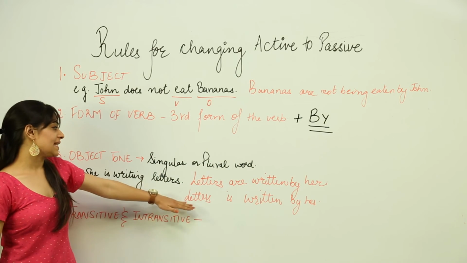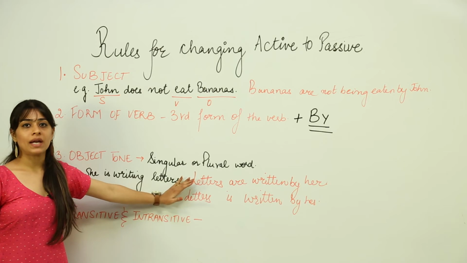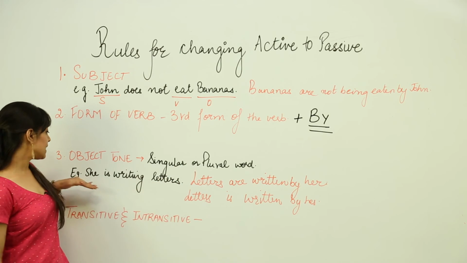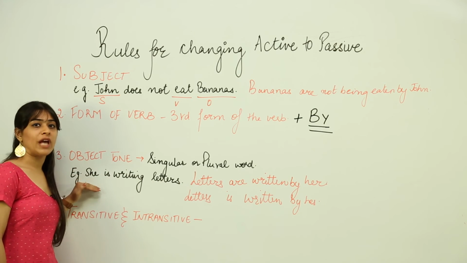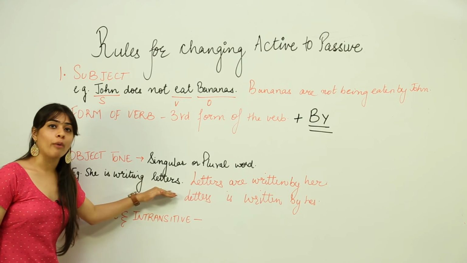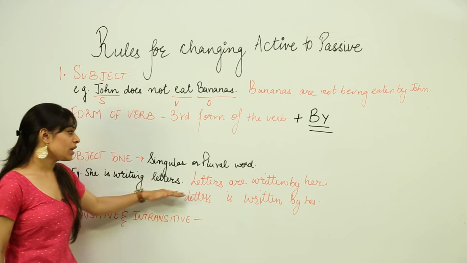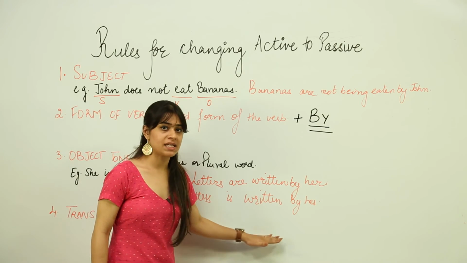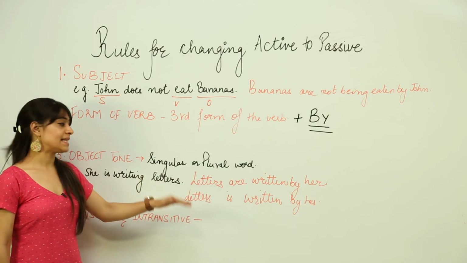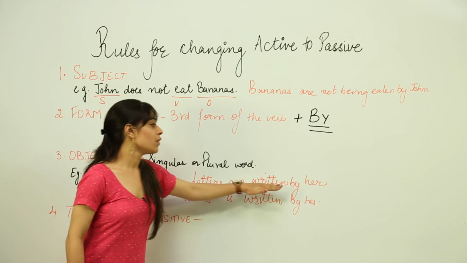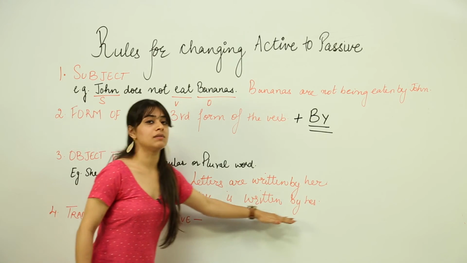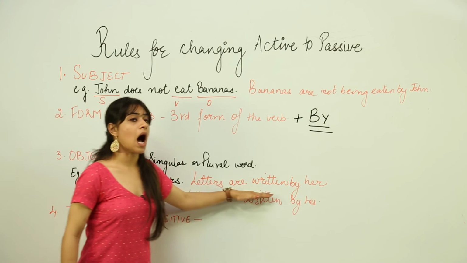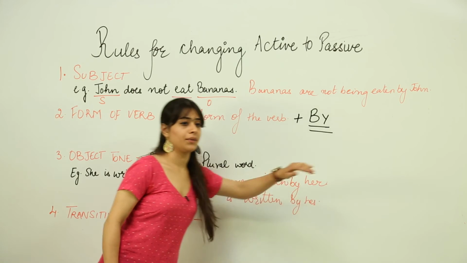Now in both the sentences, it looks similar enough, but we need to understand that she is writing letters. Now here the subject is singular and the object is plural, but when we convert them into passive voice, it again remains the same. So letters are written by her. We will not write letters is written by her, it will be letters are written by her.